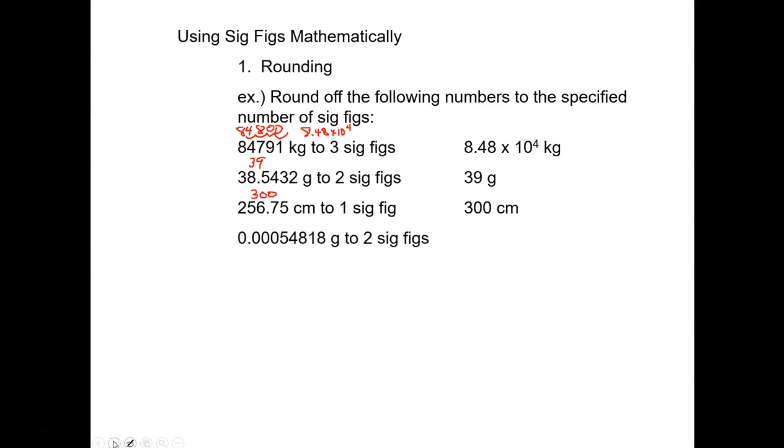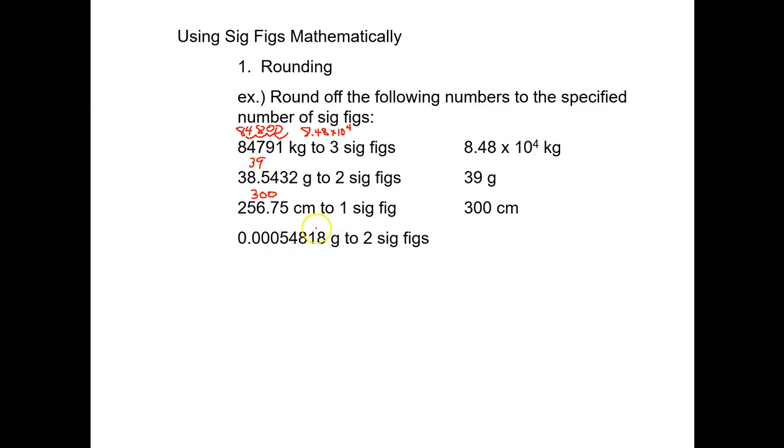All right, try this last one on your own. And again, pause and come back and I'll show you how to do it. Okay, you've tried this one on your own. I want to get to two significant figures. Right now, the 5, the 4, the 8, the 1, and the 8 all count. Remember the zeros at the beginning never count. So already they don't count anyways.